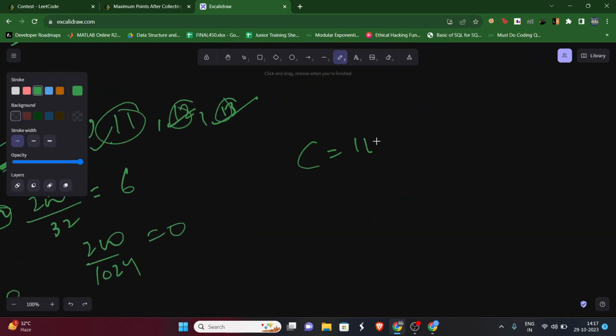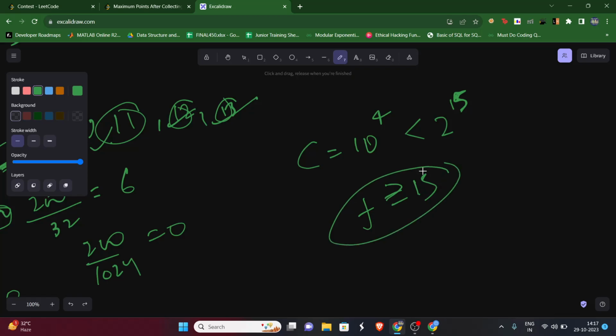At max the coin value can be equal to 10 to the power 4, which is less than 2 to the power 15. That means once f has crossed 15, f is greater than 15, we don't need to move forward. We can simply restrict f at 15.